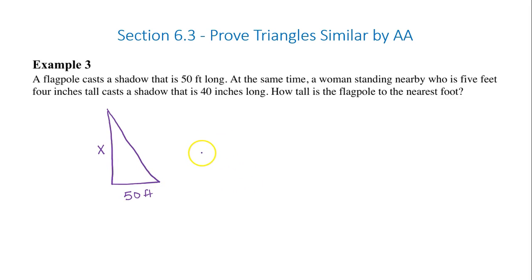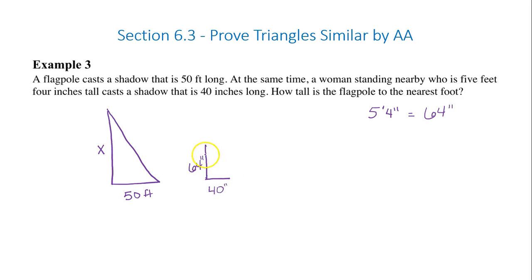Now we have a woman who is standing nearby who is 5 foot 4 inches. If you convert that to inches, that is going to get us 64 inches. So let's say this woman is standing right here. That represents the woman's height, 64 inches. And her shadow is 40 inches long.